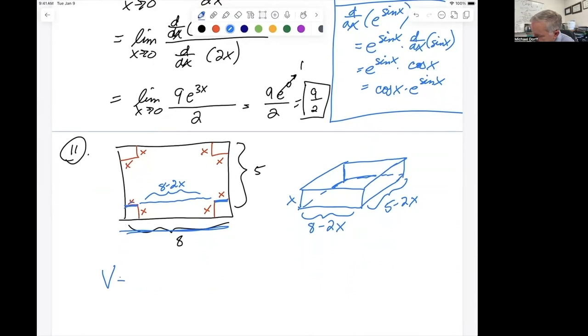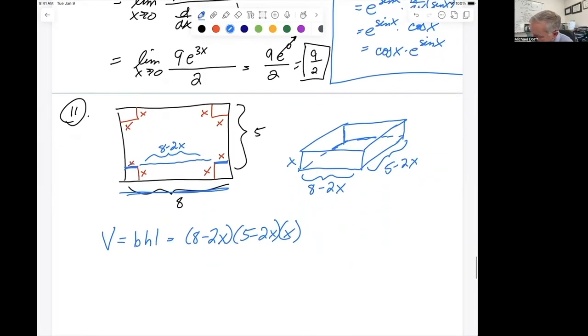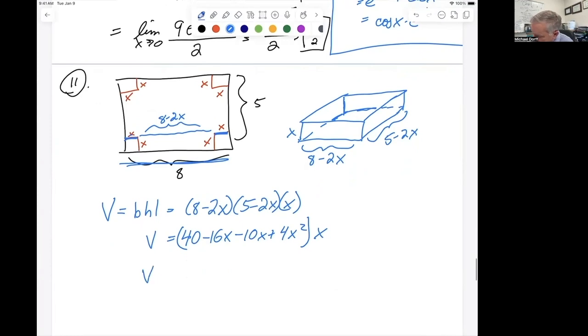And you're supposed to find the value of the dimension of this so that it has the largest volume. So what's the volume of a box? That's one you should know. It's going to be base times height times length or width. So in this case, it's going to be 8 minus 2x times 5 minus 2x times x. If I multiply those together, I'm going to get 40 minus 16x minus 10x plus 4x squared, all times x. And so that's going to equal 40x minus 26x squared plus 4x cubed.